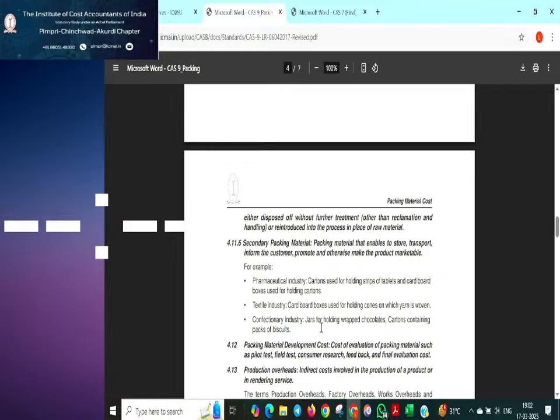Coming to the confectionery industry, our favorite one. Jars for holding the wrapped chocolates, like we find in a medical shop or any shop. Whatever jar or bottle they have is a secondary packing material. But the wrappers that are there to wrap up the chocolates are a primary packing material.